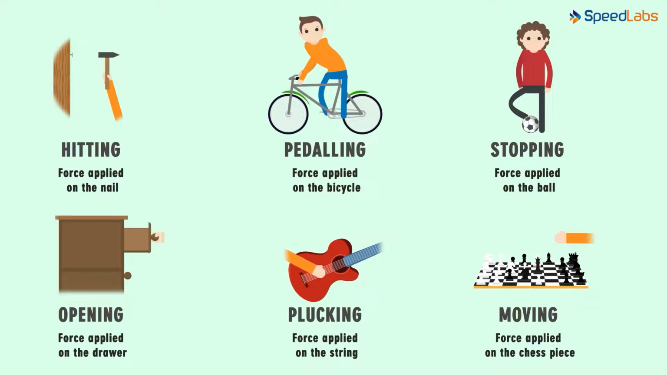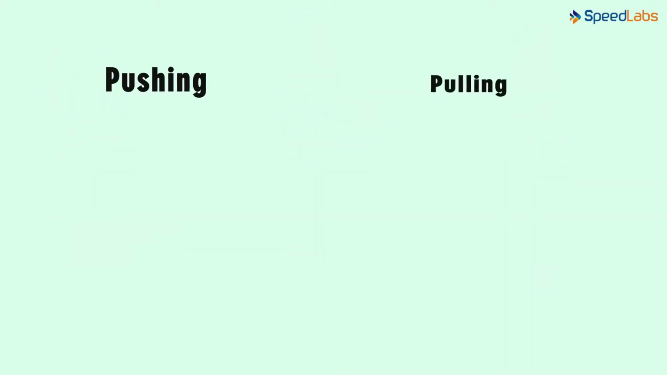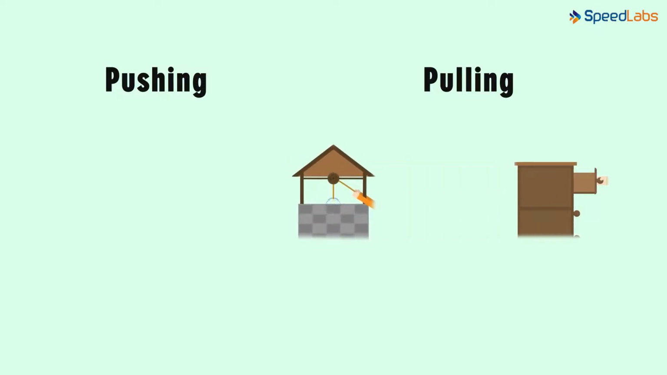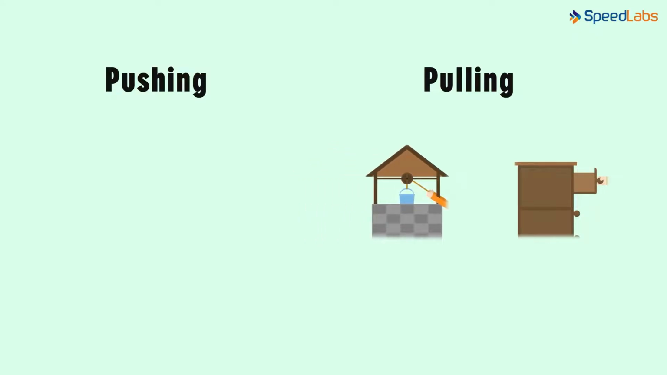But these are just a handful of simply too many actions that we can perform on the objects. And it's not possible to write each one of those. But we can categorize all these actions into two basic ones. That is, we can describe all these actions under two actions, namely pushing and pulling. For example, when we open this drawer, we are simply pulling the knob of the drawer to open it. Similarly, when we are drawing or lifting a bucket of water from the well, we are pulling the bucket towards us. What are the actions that can be described under pushing?